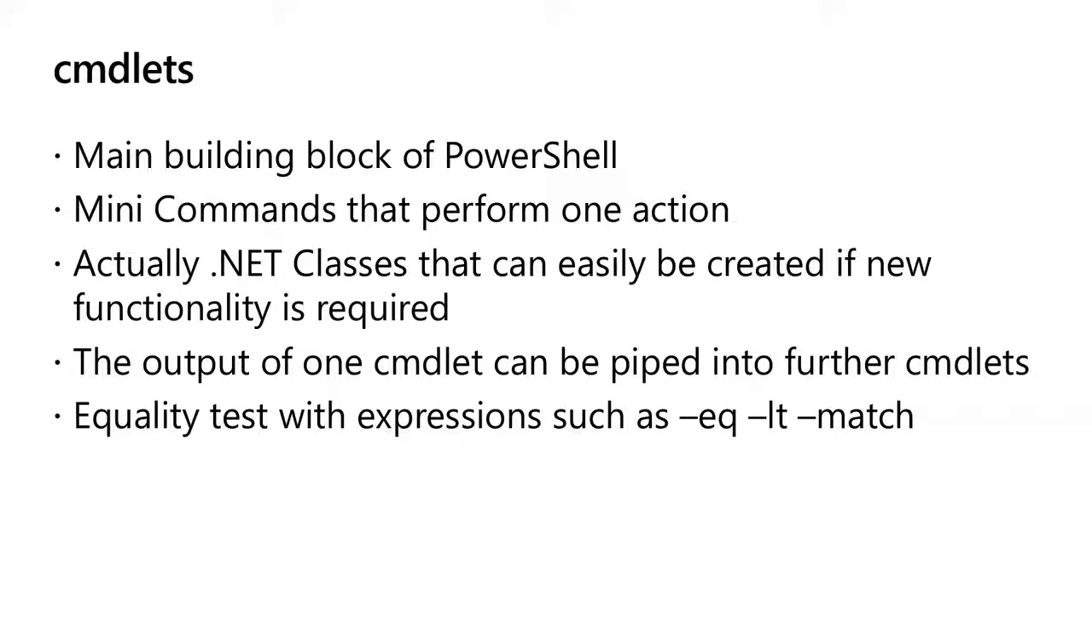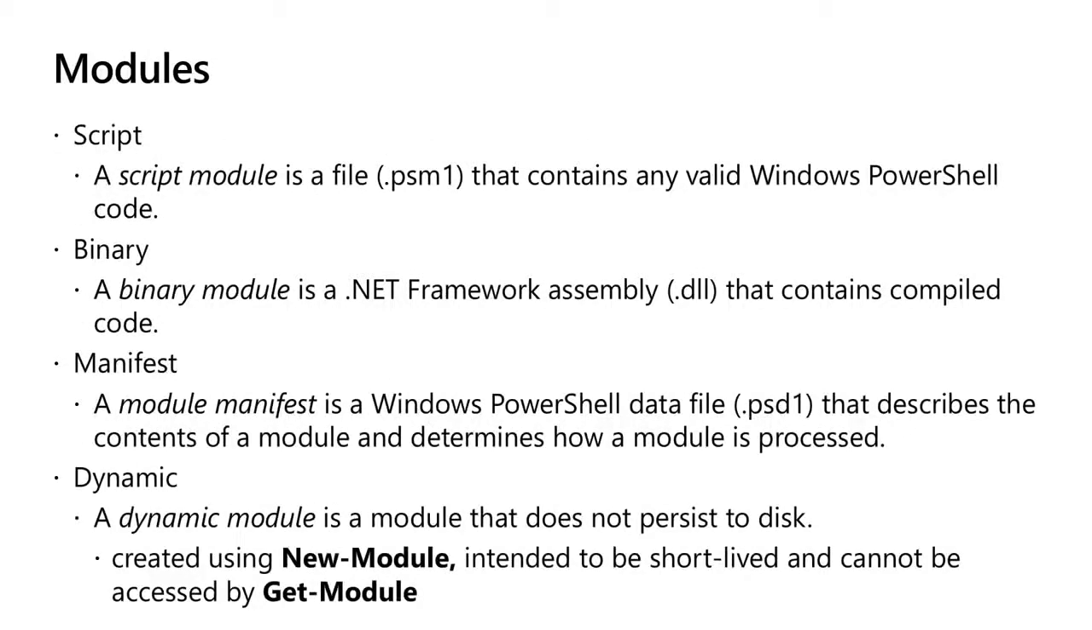The output of one cmdlet can be piped into future cmdlets for use, because you're returning objects. So you're going to be able to do one thing and then pass it on to another thing. You can do an equality test with things like -eq and -lt, and we'll cover that in just a minute, in order to do matching and be able to find different things.